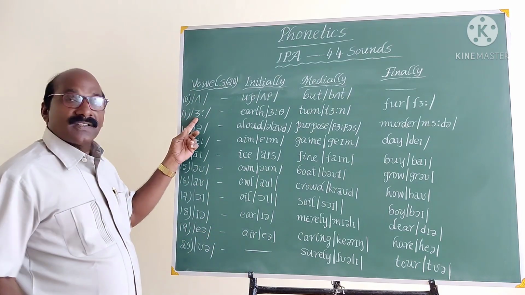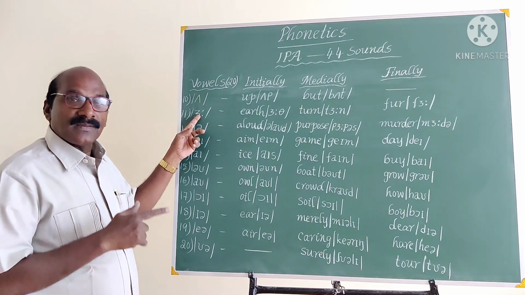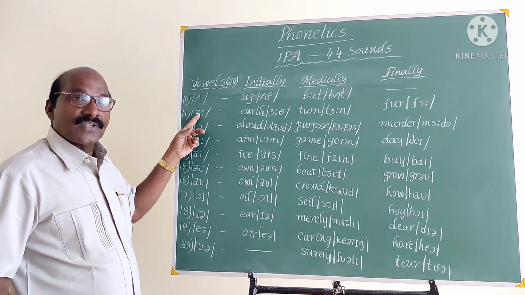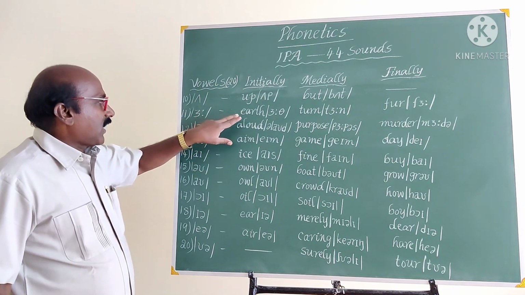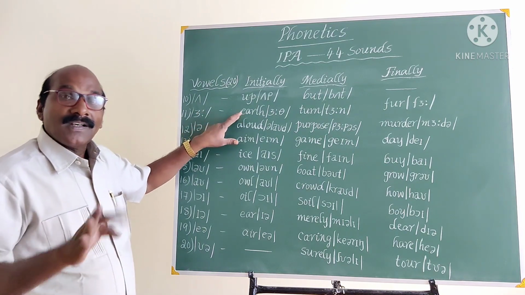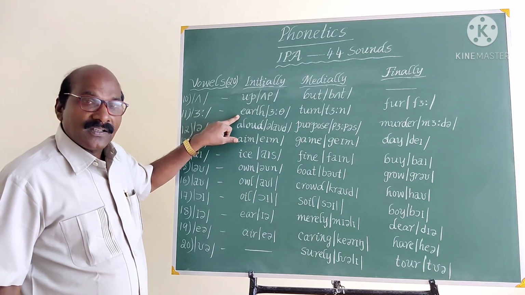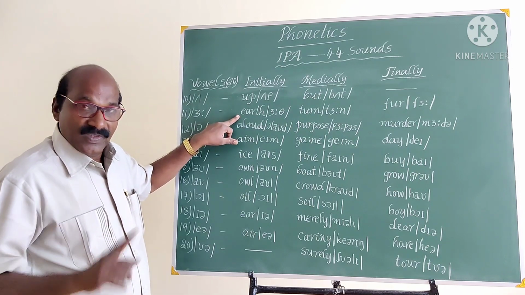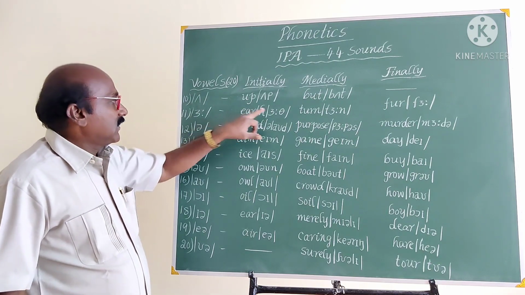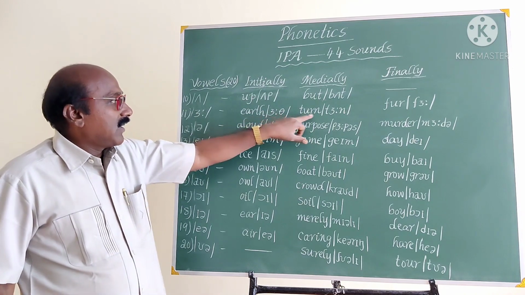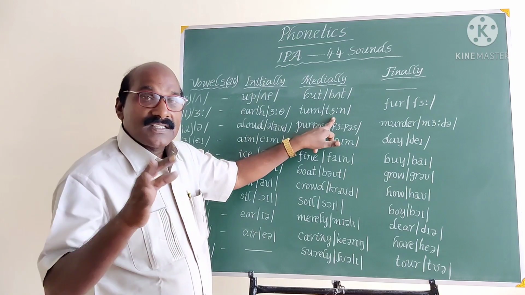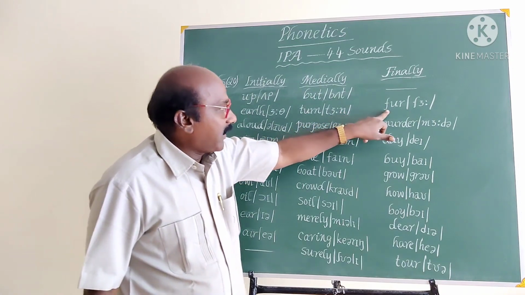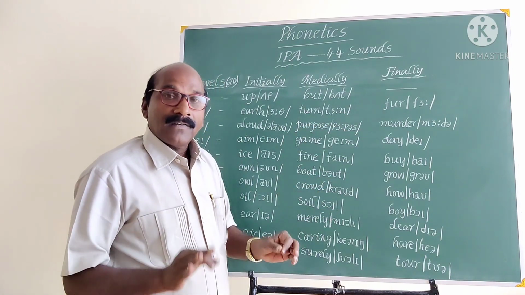The 11th one, this is er. It is mispronounced by most of the English learners. This is er, as it occurs initially in the word earth, not earth. This is earth, and medially it occurs in turn. Finally, furred.